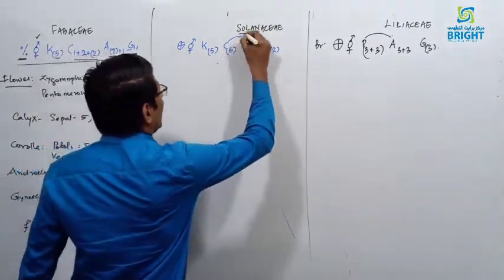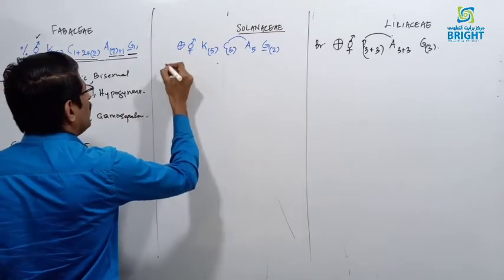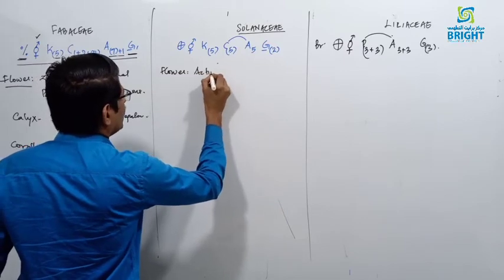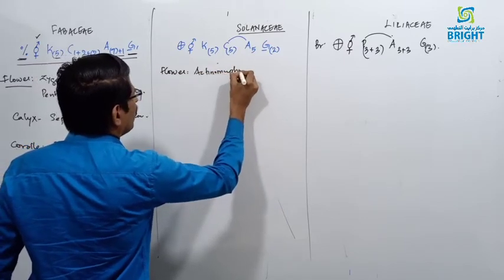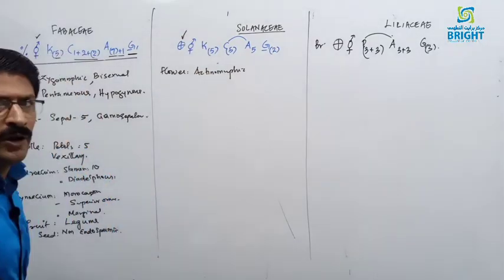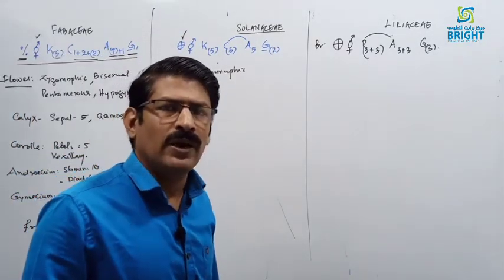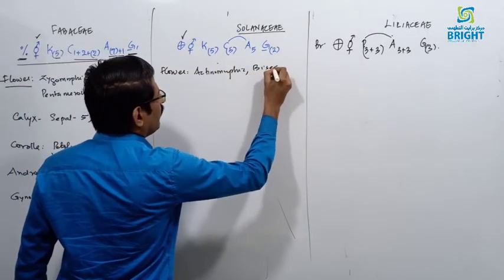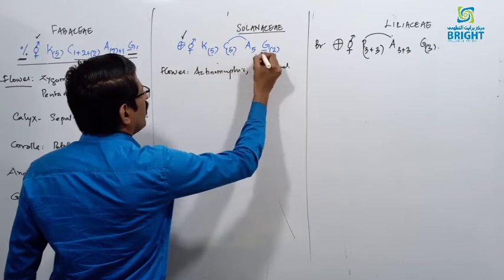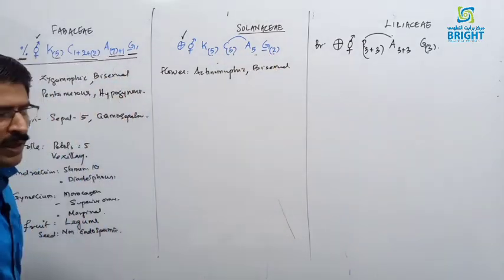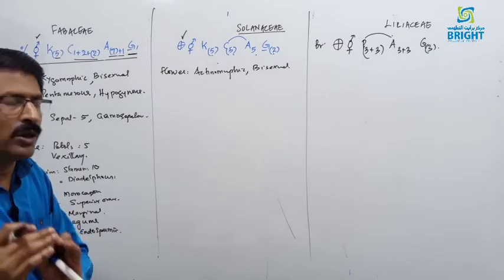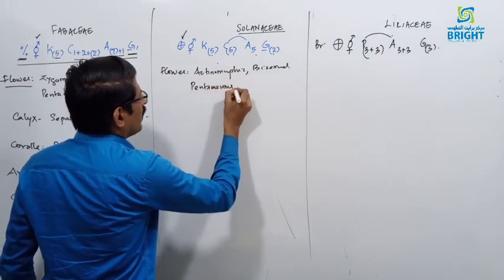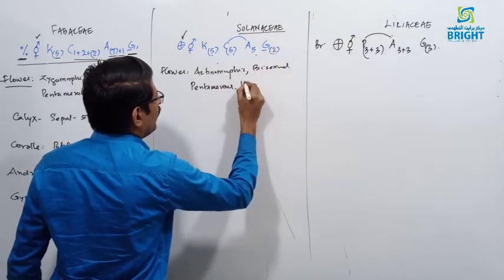And the second family is Solanaceae. This is the symbol. The flower character is actinomorphic, that is, the flower can be divided into 2 equal halves through any vertical radial plane. And the second symbol shows it is a bisexual flower. And all the floral parts are in 5 or its multiple, so it is pentamerous and hypogynous.